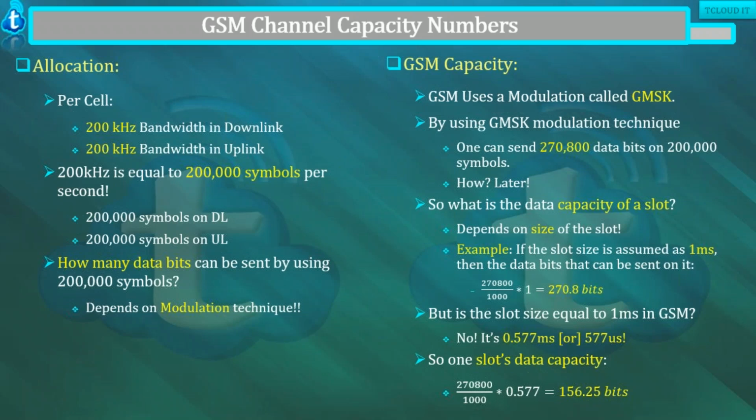In reality, there is no value for 0.25 actually, because a bit means a full zero or full one. 0.25 doesn't actually make any sense. But just mathematical calculation wise, if a slot is allocated for you, you can send these many bits. In real terms, it will be either 156 bits or 157 bits. There is nothing called 156.25 bits. Okay, fine.